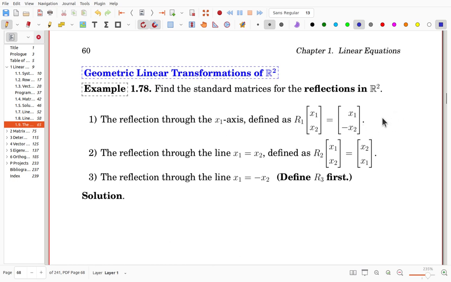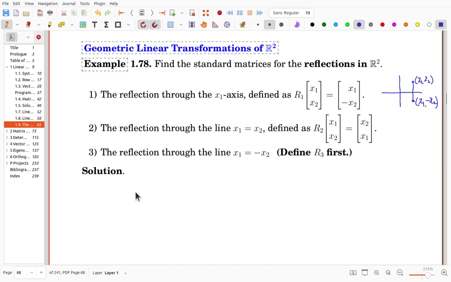Okay, geometrically, consider a point here, that is (x1, x2). Reflection with respect to the horizontal axis will make it go down. This is now x1 and x2. Then the x1 direction stays the same, but the x2 direction is negated, so minus x2. This reflection will make that output, right? So the action is given, and we have to find the corresponding matrix.